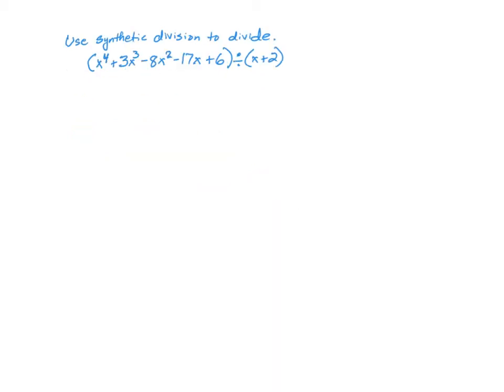Let's do this problem next. Use synthetic division to divide. So let's roll through the process. So I need a -2 coming from this divisor over here in the box. And then my coefficients for the dividend are 1, 3, -8, -17, and 6. And I'm going to draw my line right here.